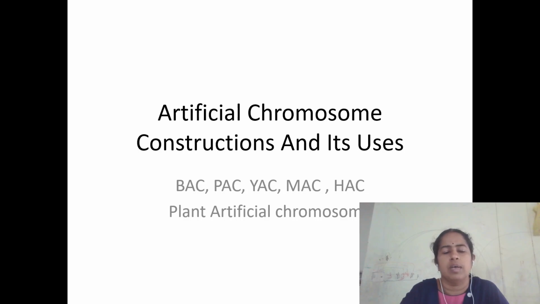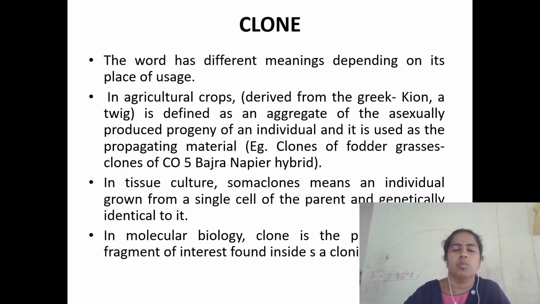Today we are going to see about artificial chromosome construction and its uses. The various artificial chromosomes are bacterial, plasmid, yeast artificial chromosomes, mammalian artificial chromosome, human artificial chromosome, and plant artificial chromosome. Before going to artificial chromosomes, first we will see various terminologies and related tools in relation to artificial chromosomes.